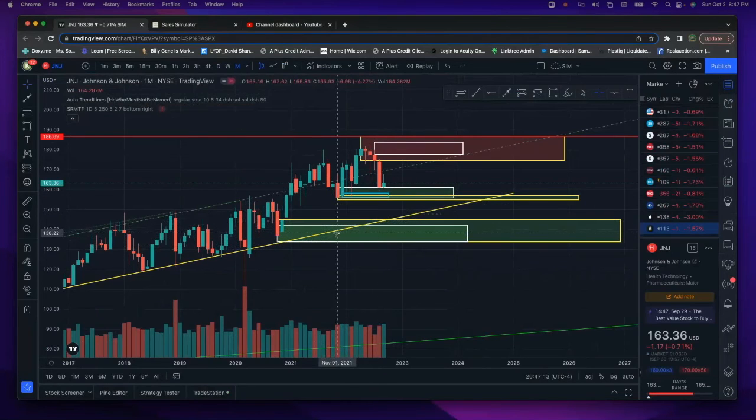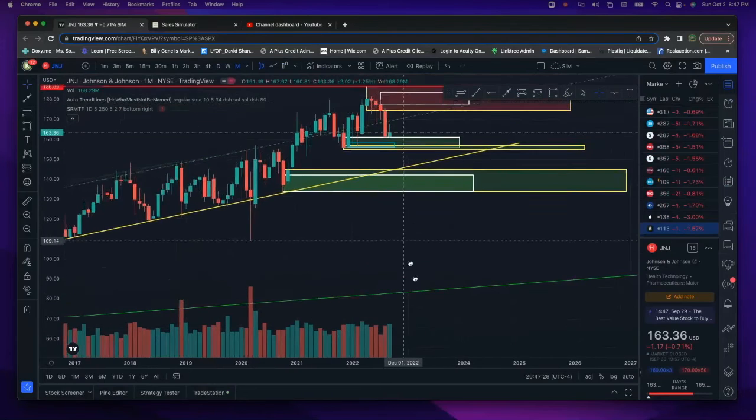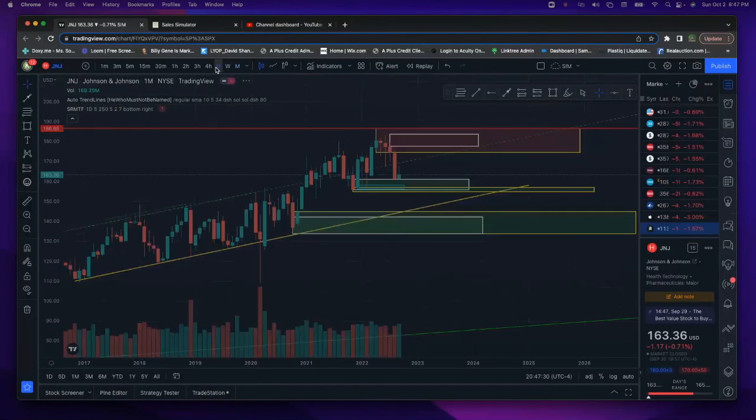So if it breaks below this yellow line, watch it. You may see it going down. The reason why I say that is because this yellow line now would potentially act as resistance. So if it comes down here and price is not able to come back up above this yellow line, you may see price even drop further down. And I do have this trend line at the bottom as support. So that's going to be for Johnson & Johnson.